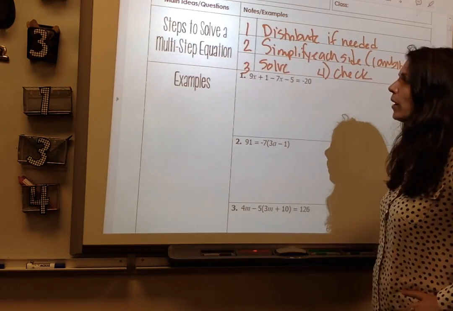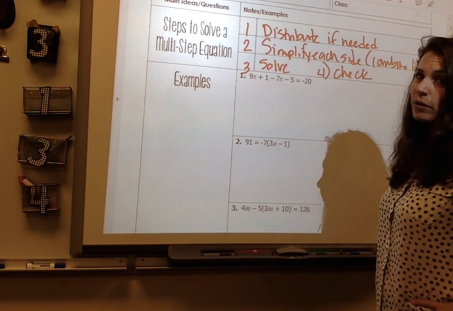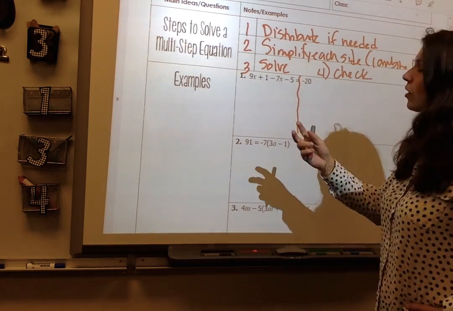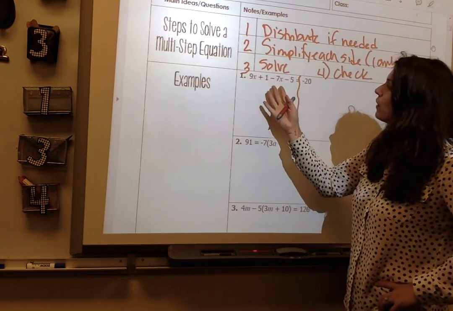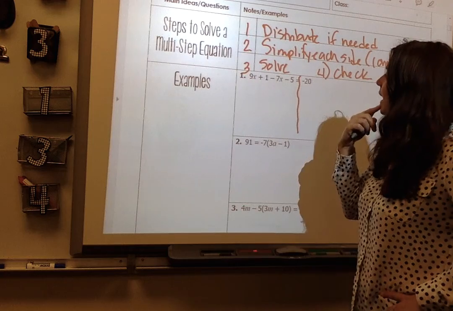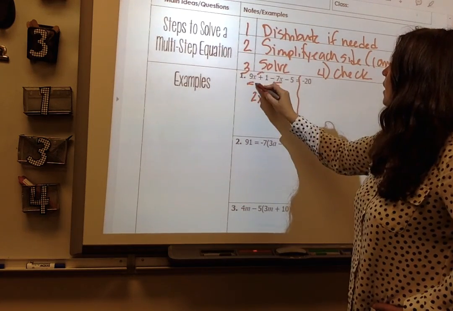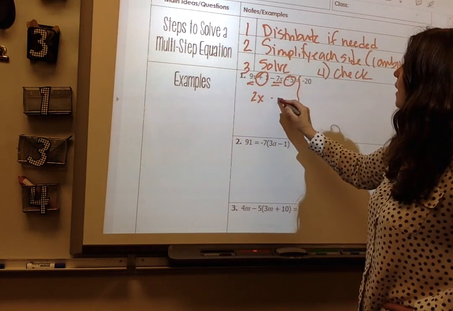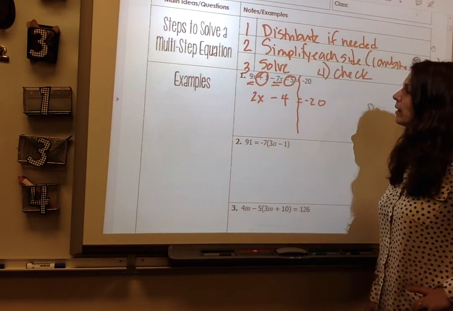So if we look at number 1, there's nothing to distribute. So what I'm going to do here is go to step 2 and simplify if I can. I look over here on the left-hand side of the equation and I see 9x and negative 7x. So I have 2x and a positive 1 and a negative 5, which is negative 4. And now that equals negative 20.